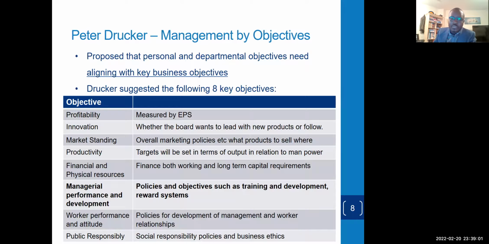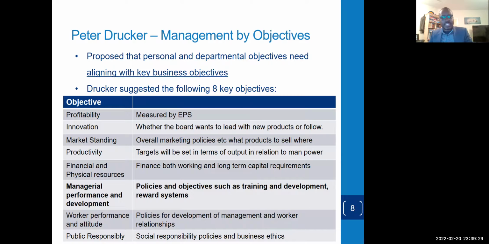So let's look out for clear-cut policies and objectives such as training system, development of the staff, reward systems, where there is the need to reprimand, to discipline, to demote. Let's do that. At the end of the day, it keeps people on their toes, okay? Then also worker attitude and performance at the workplace. Again, policies are needed, okay, to develop workers, worker management relationships, okay?